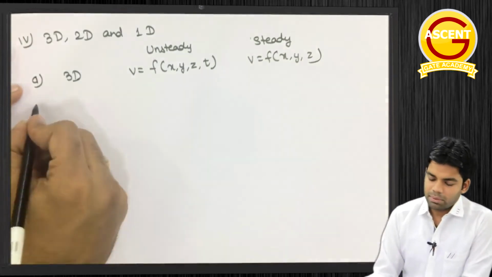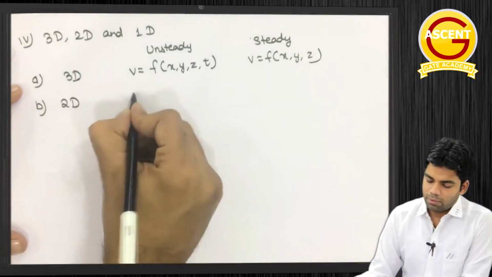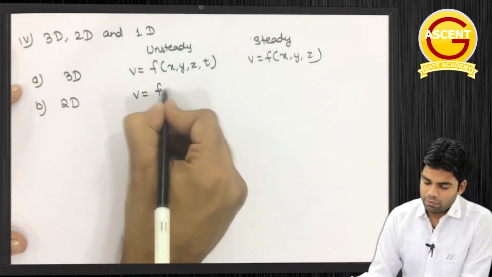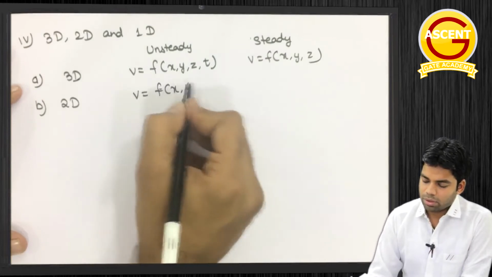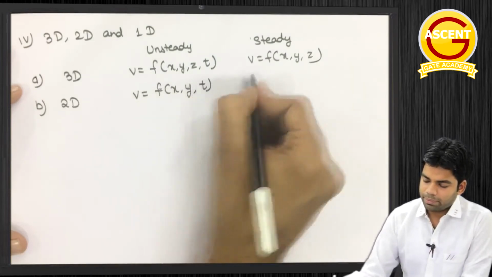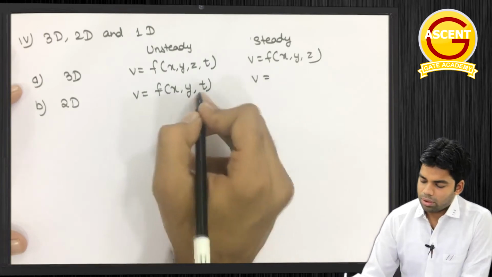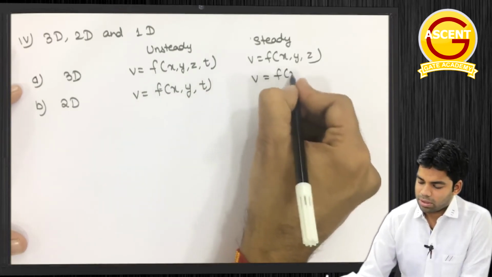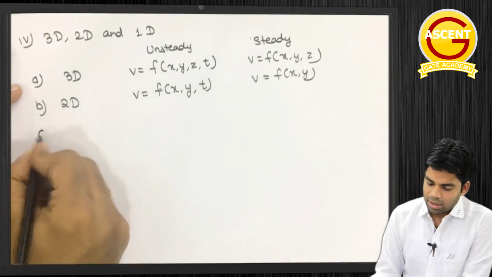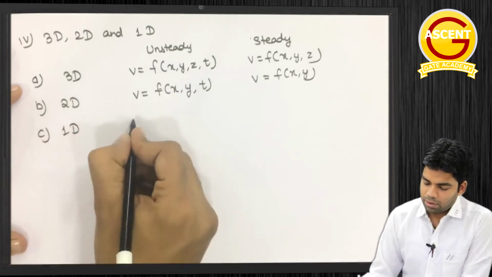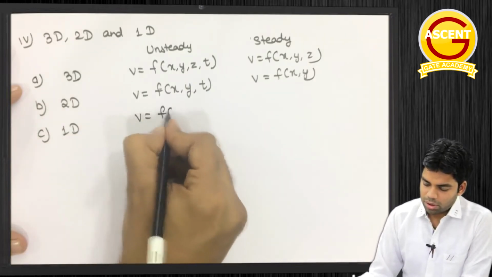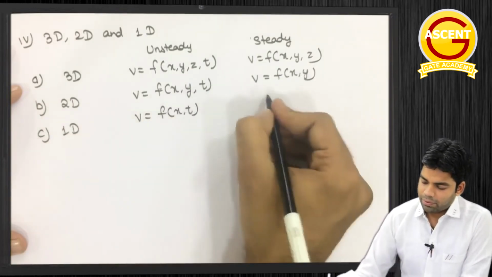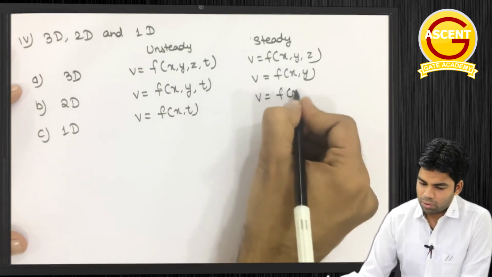Getting this or not? Similarly for 2D flow, velocity is a function of x, y, only two-dimensional coordinates, and t. For a steady flow t will not be there, velocity will be just a function of x and y. Similarly if we have 1D flow, then velocity is a function of x and t, and if it is a steady flow, velocity will be a function of only x.